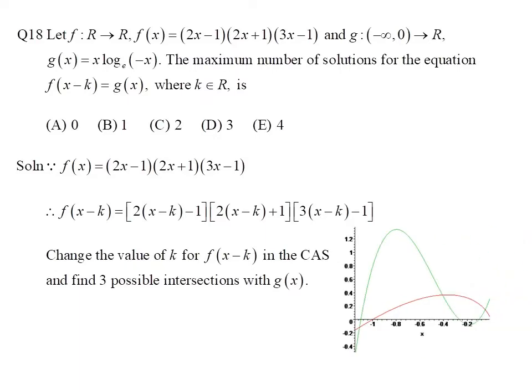Varying the value of k, we can see from the diagram shown on the screen that there are three possible intersections between f(x − k) and g(x). So the answer for question 18 is D.